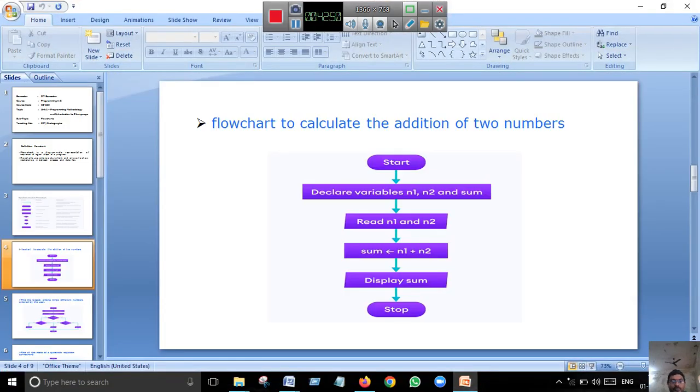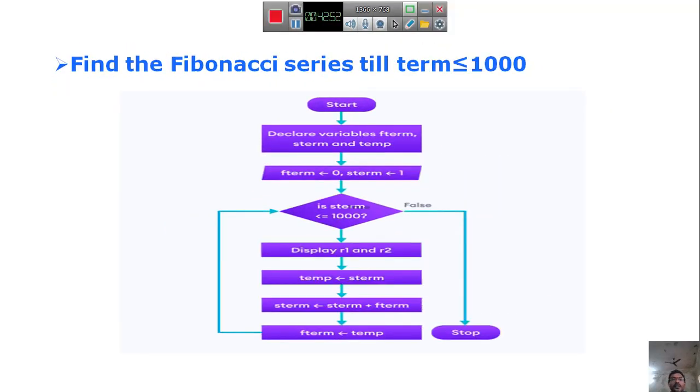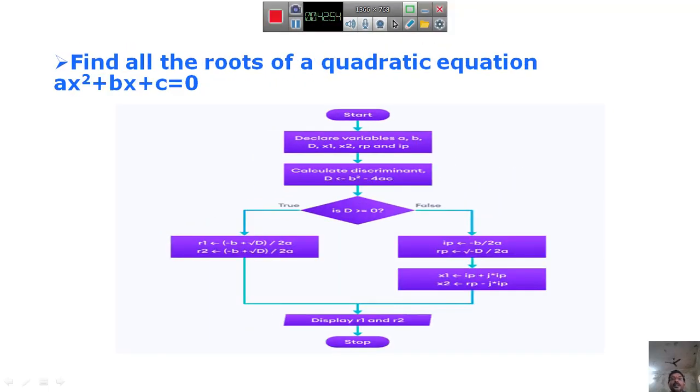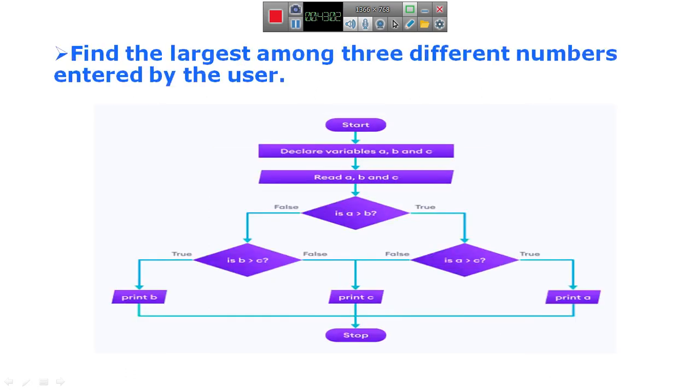Here it is for three numbers, the largest among three different numbers. Start, declare variables a, b, c. Read a, b and c. Is a greater than b? True. Is b greater than c? Is a greater than c?